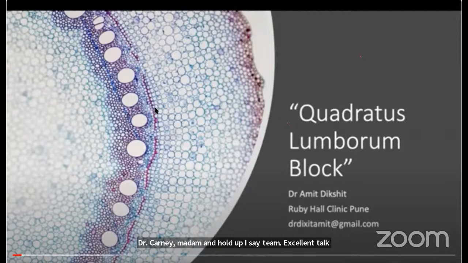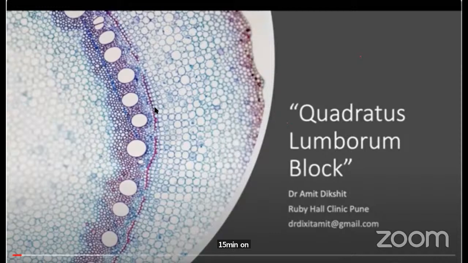What I have planned is I'll be discussing the clinical tips and pearls with all these blocks. So I have a recorded lecture of 15 minutes on quadratus lumborum, and because it's a little block which requires a little more attention, I'm covering this aspect first, and then I will be giving tips on other blocks as well in another 15 minutes. So that is our plan. So let us start.